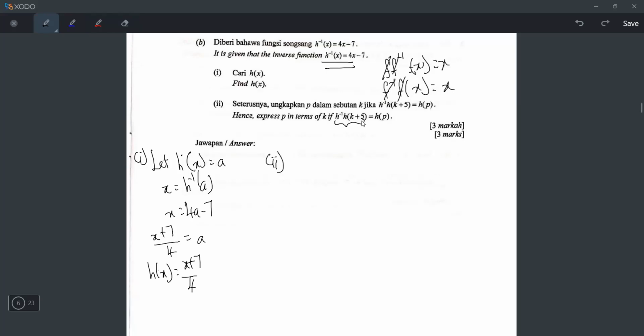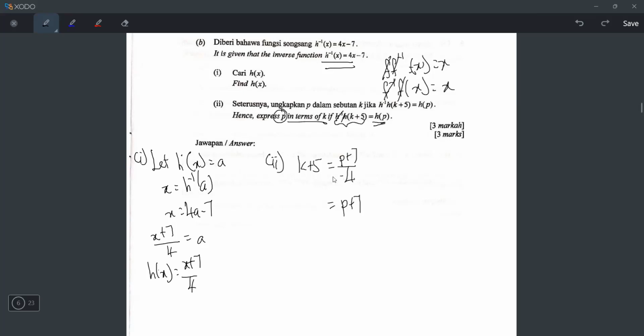So what is h inverse hk plus 5? You will just be left with k plus 5, because this one you can cut and cut. Only when it's one function and one inverse, then you can cut. Equals hp, and for hp I already know hx is x plus 7 over 4. So hp will be p plus 7 over 4. And the question asks for p in terms of k, so I should make p the subject.